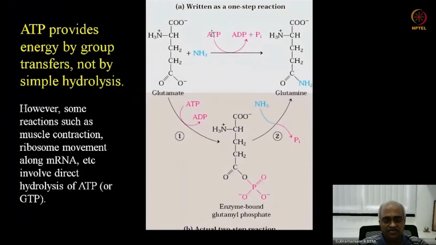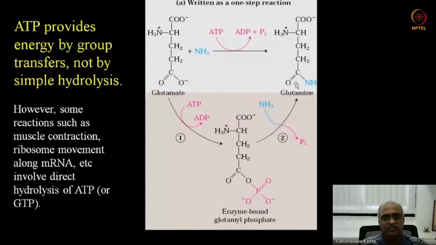Fine. But how is this energy released here used for making this bond, the amide bond? That happens via this mechanism at the bottom. First, the phosphate group is temporarily transferred to the enzyme-bound glutamyl group. Okay, you have a glutamyl phosphate. When ATP is hydrolyzed, the phosphate is attached, only ADP is released. Then this amide bond formation releases the inorganic phosphate. So this is how these are coupled.